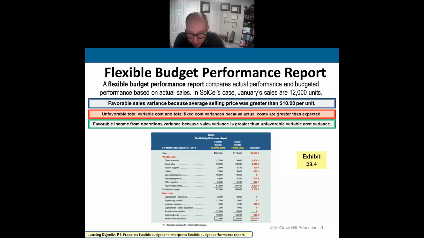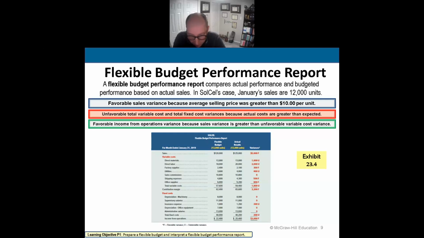We see our contribution margin is favorable because, remember, contribution margin is your sales minus your variable costs. We want a higher contribution margin. We got a higher one. So $3,200 variance for a contribution margin, favorable.